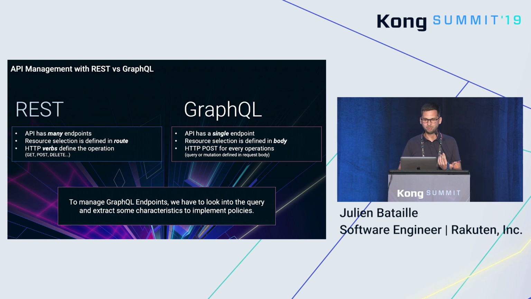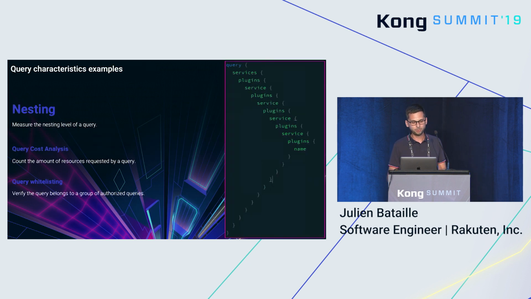So how do we implement something like rate limiting in this case? Does it even make sense to have a number of calls per hour or per minute, this kind of limit, in a GraphQL API? I hope at this point you will agree that to manage GraphQL endpoints, we have to look into the GraphQL operation and extract some characteristics about the query or mutation, and use those characteristics to implement the API management policies. Let me give you a few examples of characteristics we can extract.